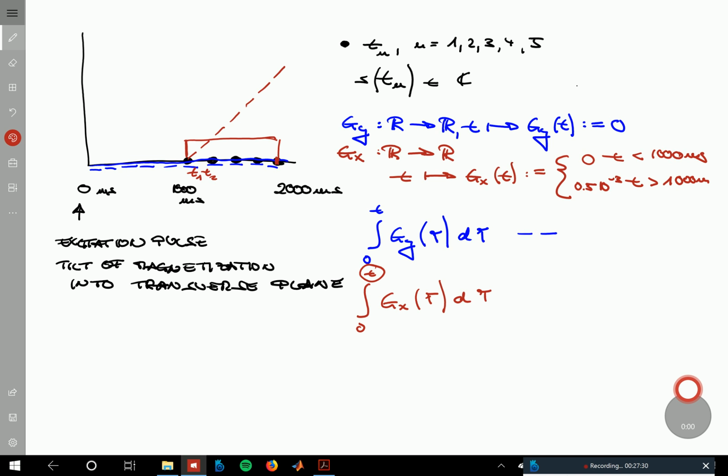I think the best way, or at least one way to write this, is like this. The important thing is that this is a function of t. So the upper integral boundary is always going up. If you plot this as a function of time, of course, until the x gradient is turned on, nothing happens. So the integral is always at 0. But once the gradient is turned on, it's just a linear increase in the integral.